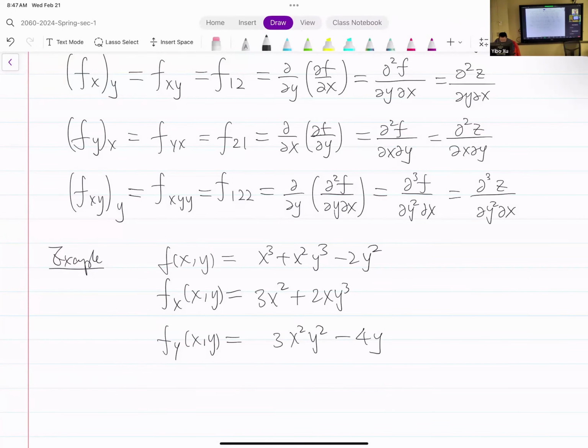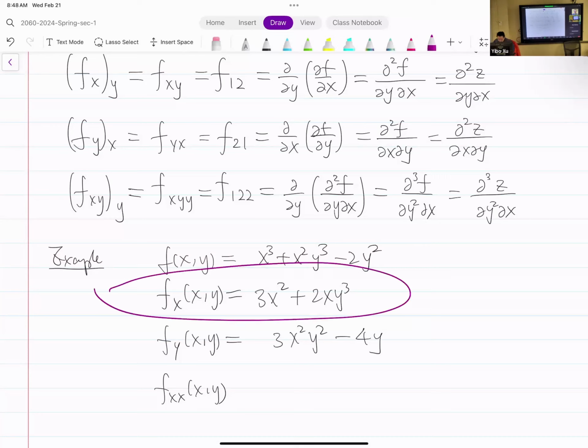And then what happens if I do f sub x, f sub xx? So this is saying, starting from here, I'm gonna do the partial with respect to x again. Okay, so it shouldn't be any different as long as we know how to do the operations. Okay, so now we do the partial with respect to x. So it's gonna be 6x plus, now 2x gives you just a 2, right?